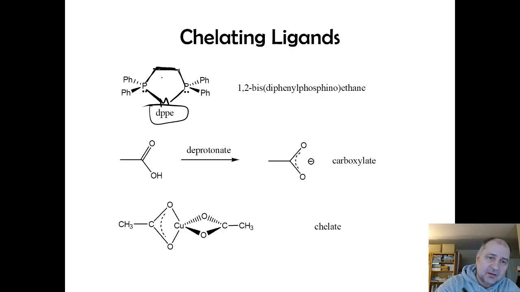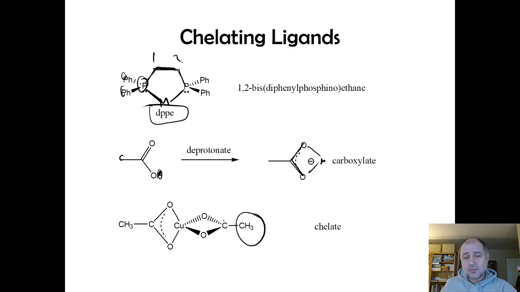We have ethane, we have a diphenylphosphine, we have 2 of them on the first carbon and the second carbon, so that's how you would name it in organic chemistry. If you have a carboxylic acid, like acetic acid here, and you deprotonate, you get a carboxylate. This would be kind of strained as a ligand, but it does bind onto smaller metals like copper. You can have these chelating ligands that are carboxylates. Of course, the R group here is replaceable, so you can modify it somewhat.